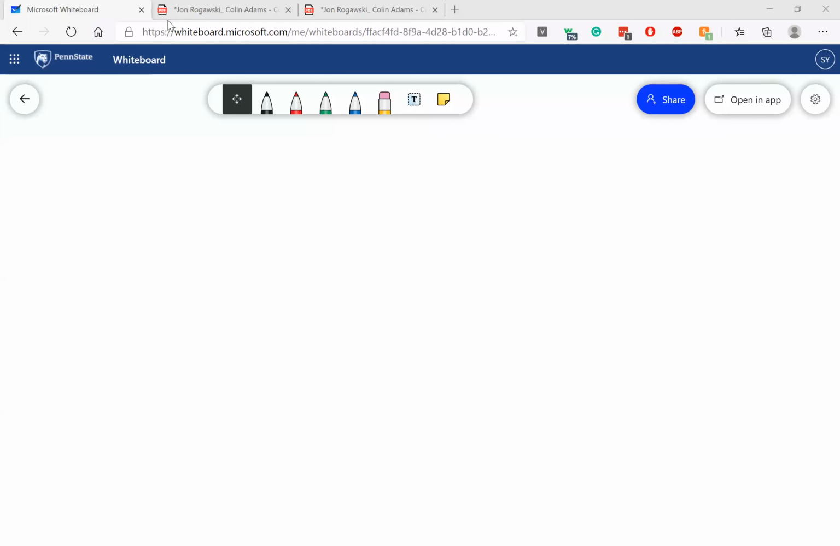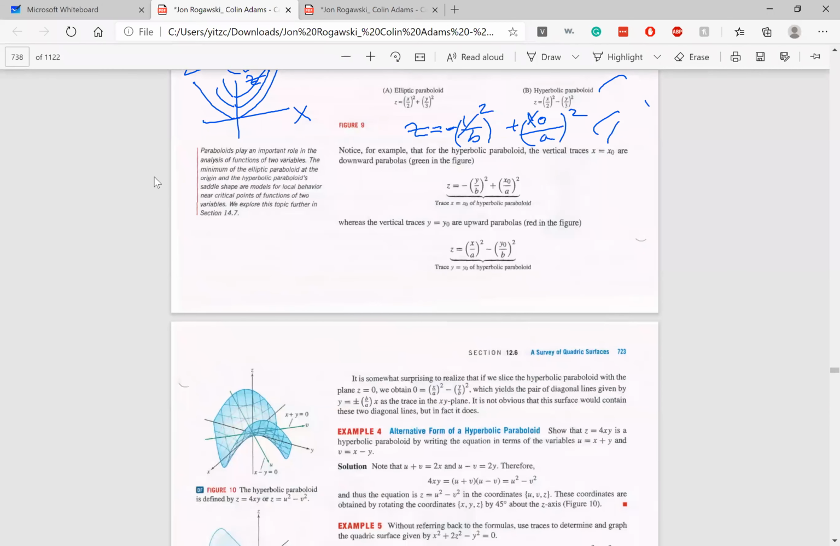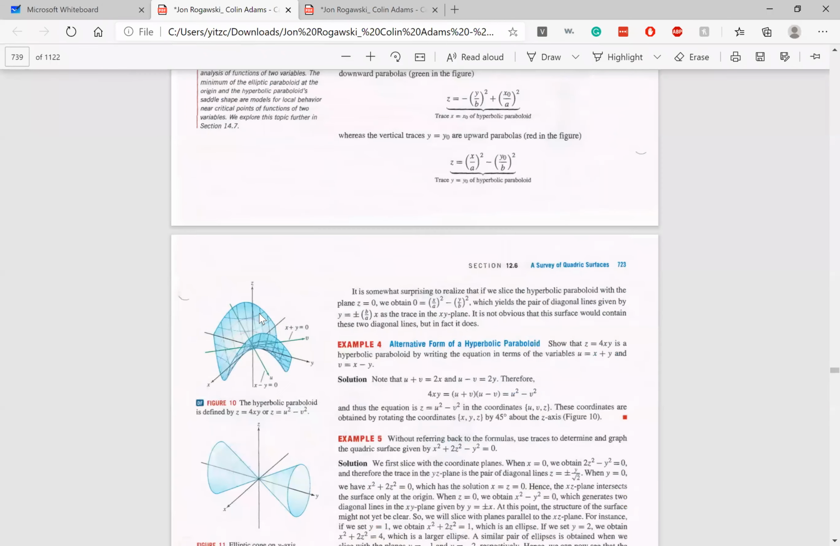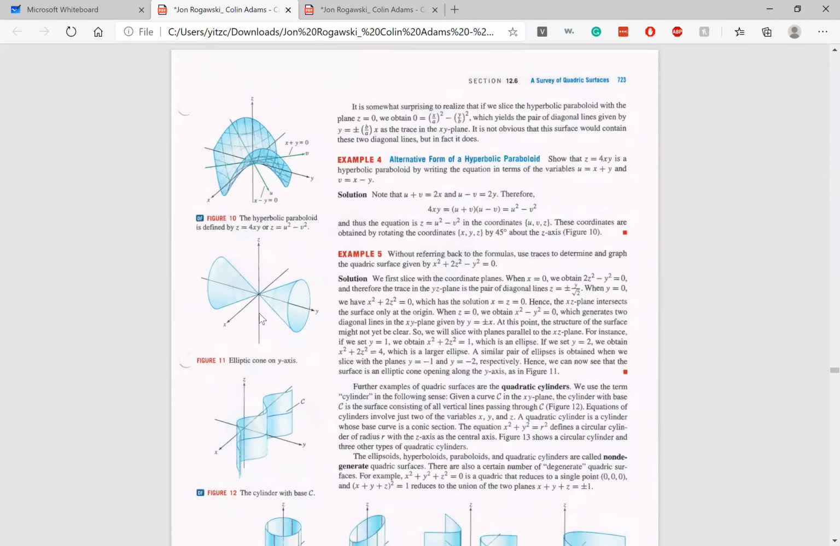Okay, so today we will continue with quadratic surfaces. So first, going back to what hyperbola or hyperbolas look like.